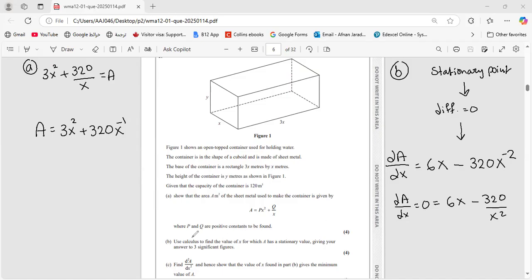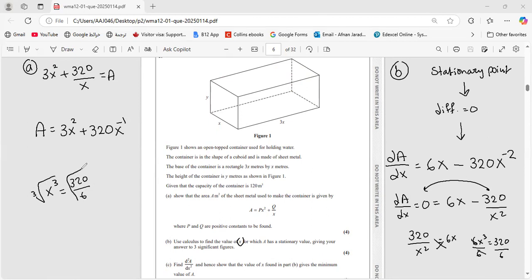Okay, the question says to use calculus to find the value of x. So I need the value of x by taking this term to the other side. It will be 320 over x squared equals 6x. Then cross multiplying, 6x to the power of 3 equals 320. Dividing by 6, x cubed equals 320 over 6.